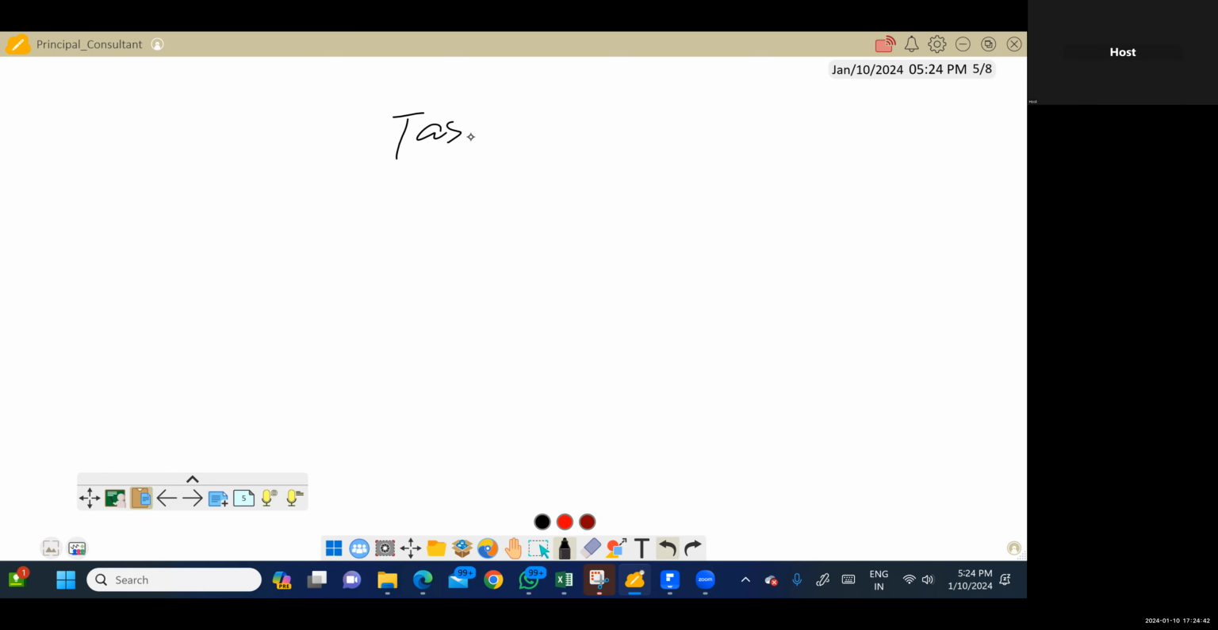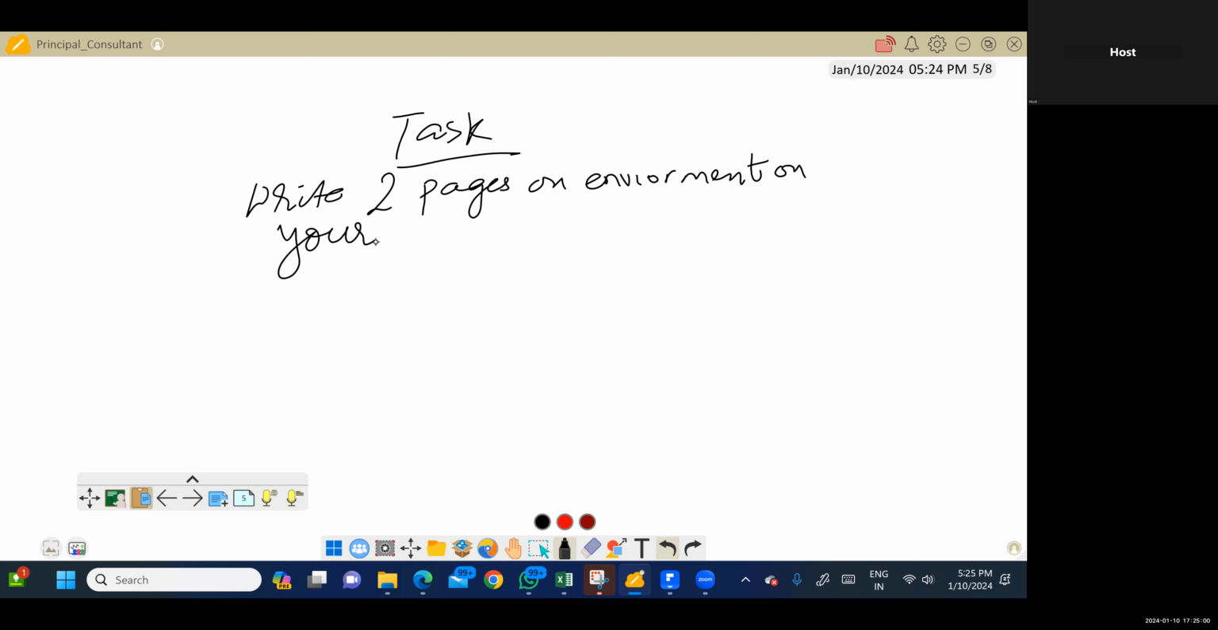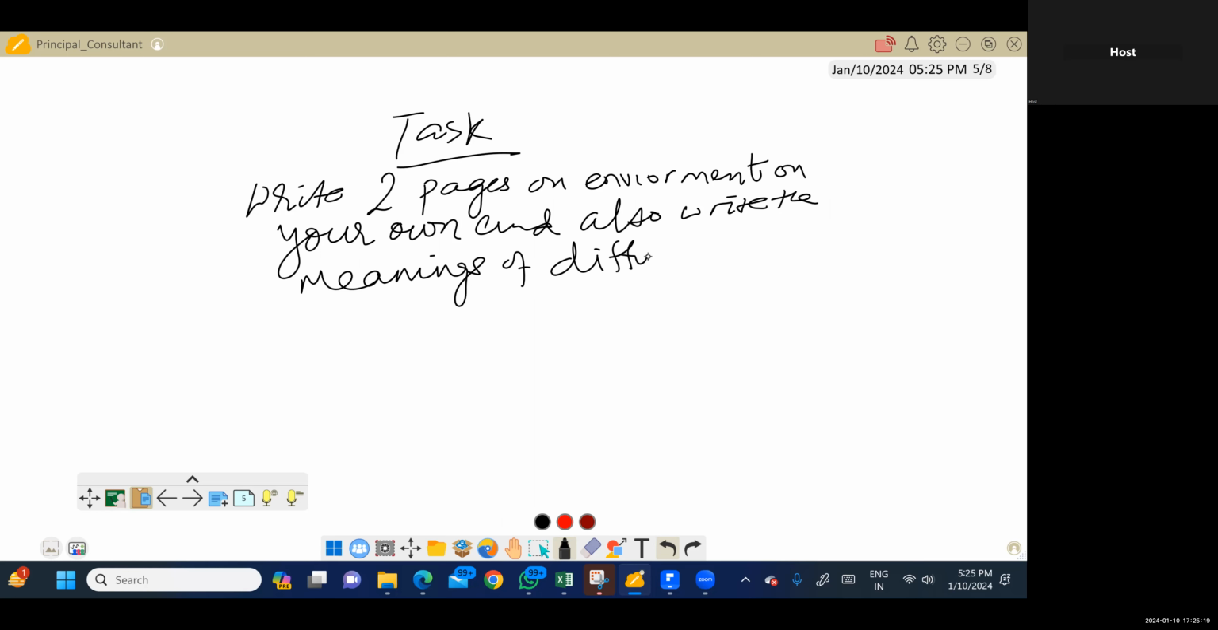Okay, sir. Hold on. Task is: write 2 pages on environment on your own. No copy paste, okay, on your own. And also write the meanings of difficult words. Also write the meaning of difficult words, okay?